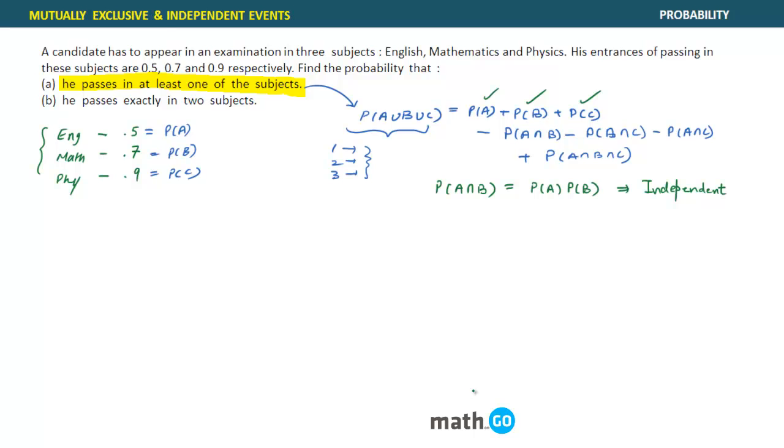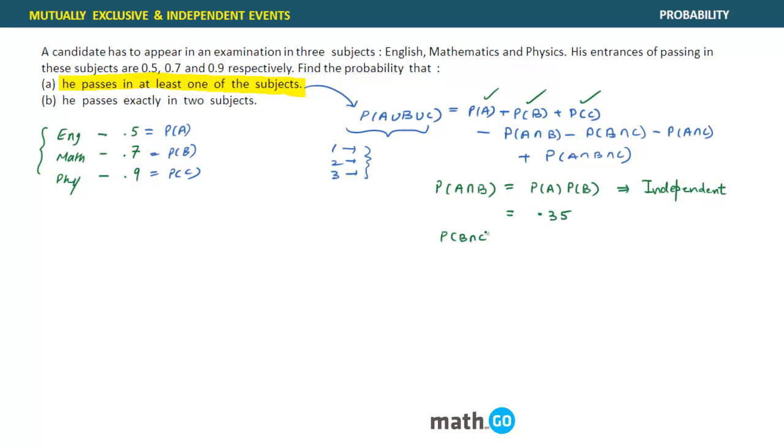Obviously not. So passing or failing in English is not related to maths. Though on a psychological level you can say that if you fail in the first and the second, the probability increases that you fail in the third because of mental pressure, but it is nowhere given. We can take that into account if it was given in the question. That means they are independent events. That means it is nothing but 0.35, as simple as that.